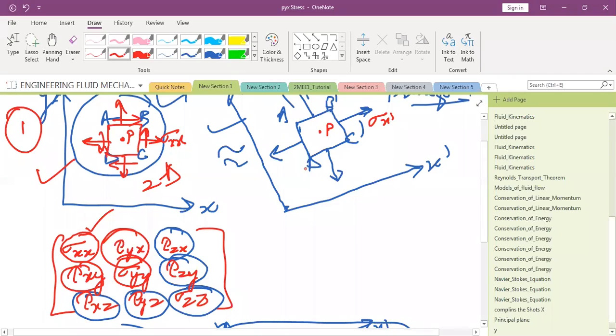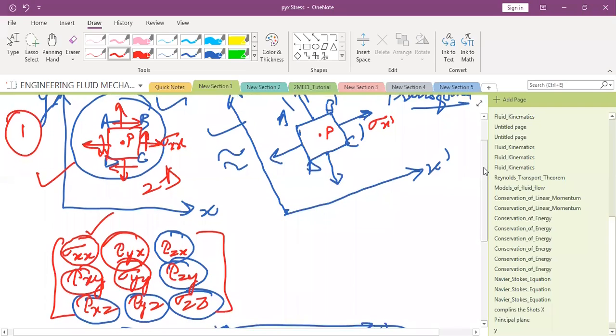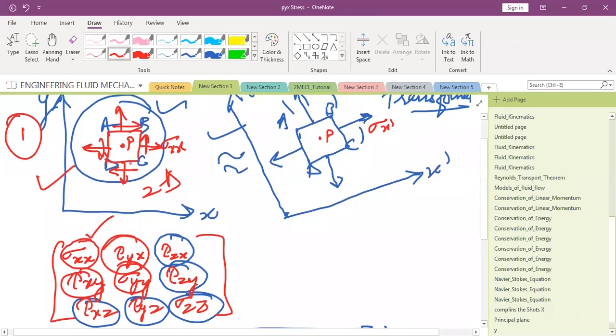सर, Z टर्म कैसे एलिमिनेट होगी? सर, एक बार वो डायरेक्शन का समझा दीजिए। ये एलिमिनेट क्यों होगी? अब जैसे सिग्मा एक्स एक्स है, सिग्मा वाई वाई, ये क्लियर है? ये टू डायमेंशनल स्टेट ऑफ स्ट्रेस है। टू डायमेंशन का मतलब क्या हुआ?